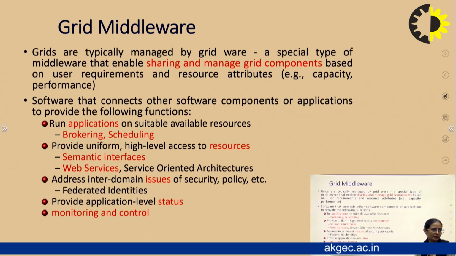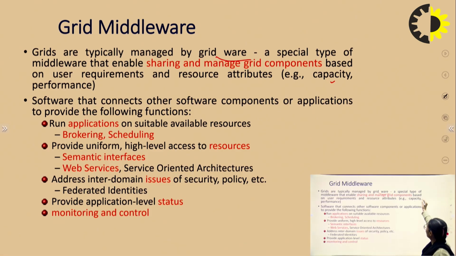Grid middleware: how do we form the grid? For forming a grid, we need a middleware, and we call it gridware. It is a special type of middleware, that is, software that enables sharing and managing grid components based on user requirements and resource attributes. What are the resource attributes? If it is stored data, then it is going to be the capacity. If it is a computation grid, then the performance plays an important role.